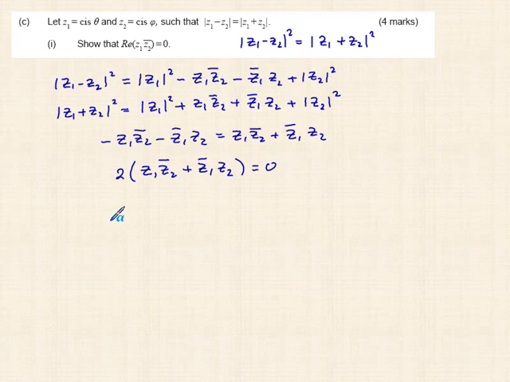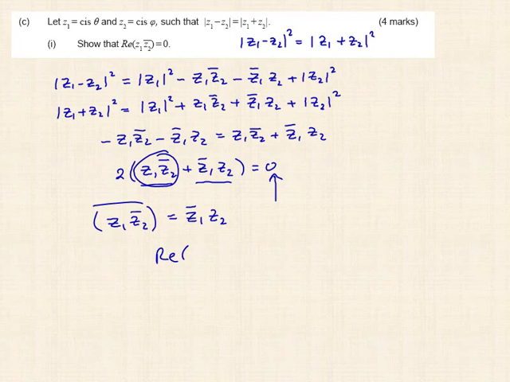Now, once again, something from the formula sheet, that z1 z2 bar, the conjugate of that is the same as z1 bar z2, and therefore what we have is a complex number being added to its conjugate, giving us 0, and that means that the real parts must be 0, or the real part of this one must be 0, because it would be equal to the real part of this one. So therefore real z1 z2 bar is equal to 0.